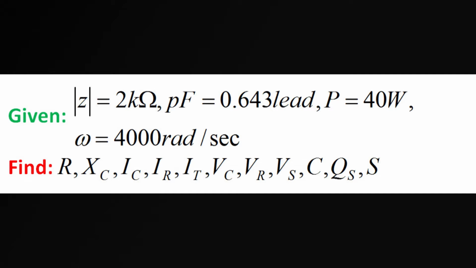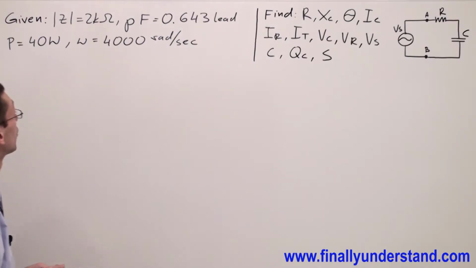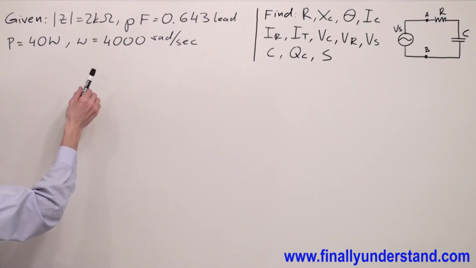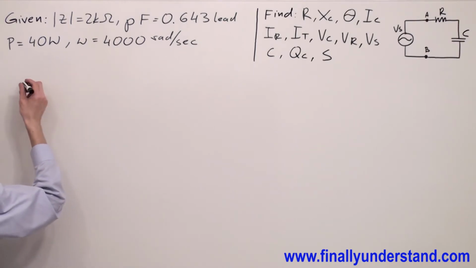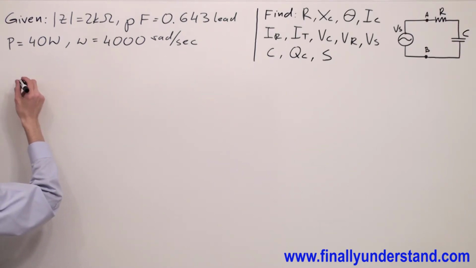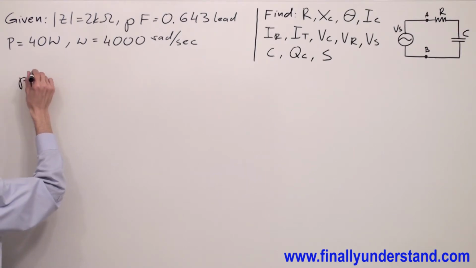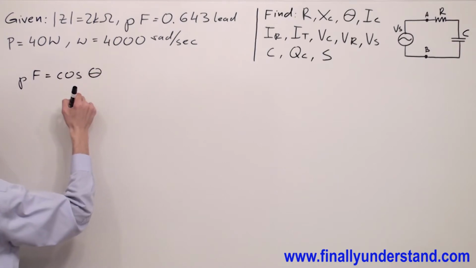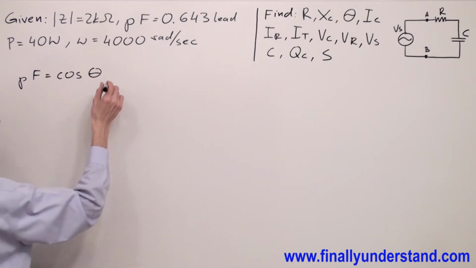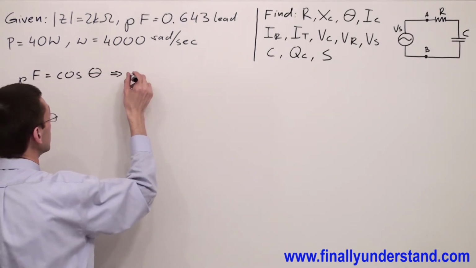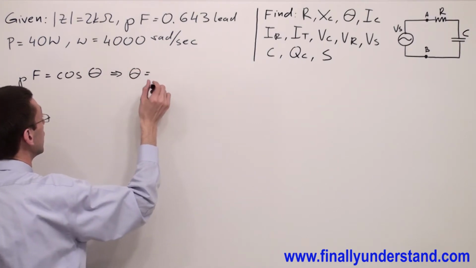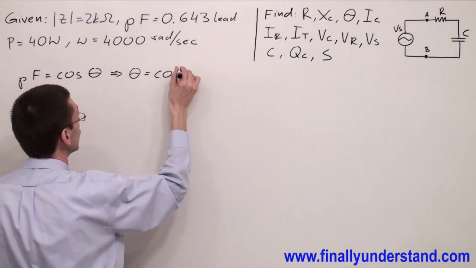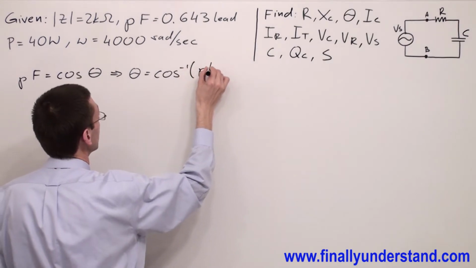We have another example on the board. I would start solving this problem by finding the angle, because I have been given the power factor. I'm going to use the formula for power factor. Power factor is equal to cosine theta. If I want to find theta, I simply write theta is equal to inverse cosine of the power factor.